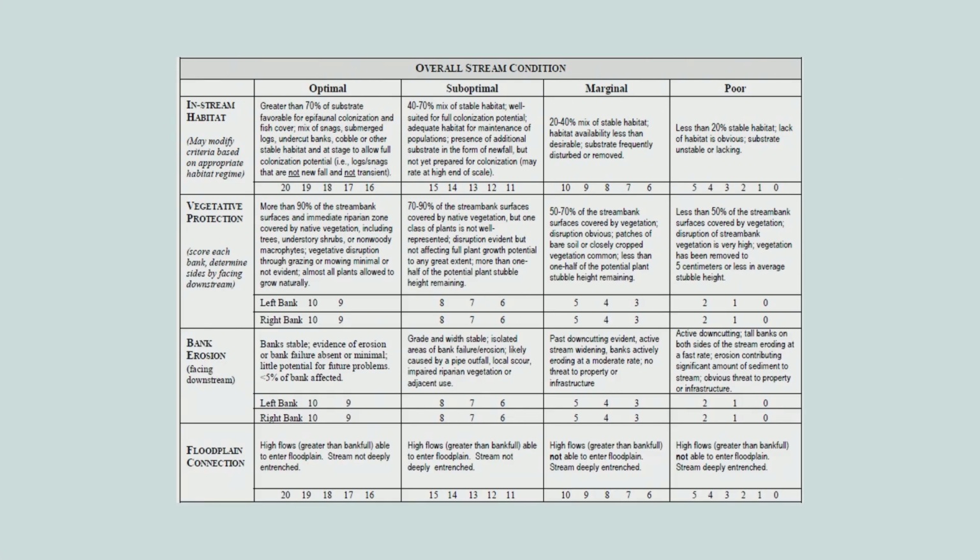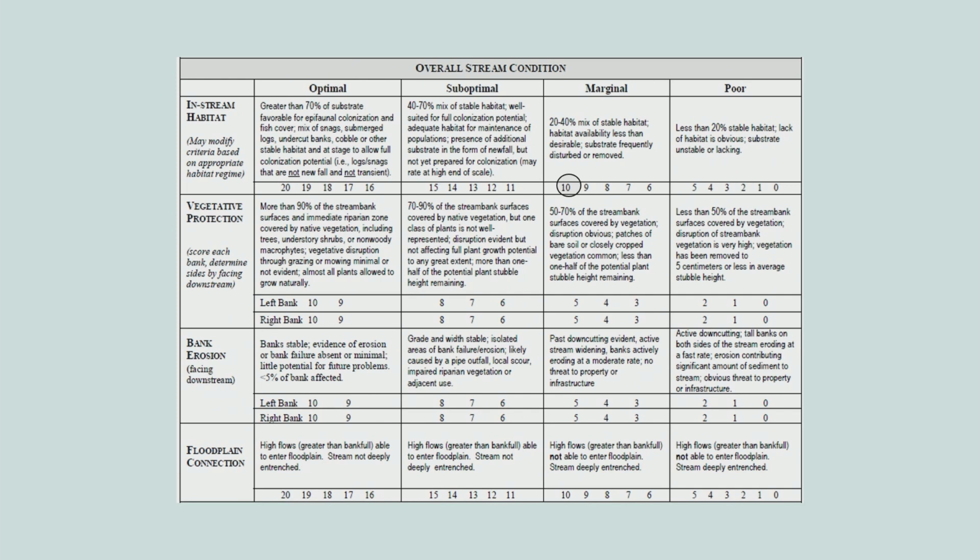The last part of the reach assessment is the overall stream condition. So we'll decide on optimal, suboptimal, marginal, or poor for each criteria. For in-stream habitat, I felt that habitat was at the higher end of marginal because there weren't any logs or branches in the creek. Substrate is frequently disturbed, judging by the amount that piles up behind that dam.